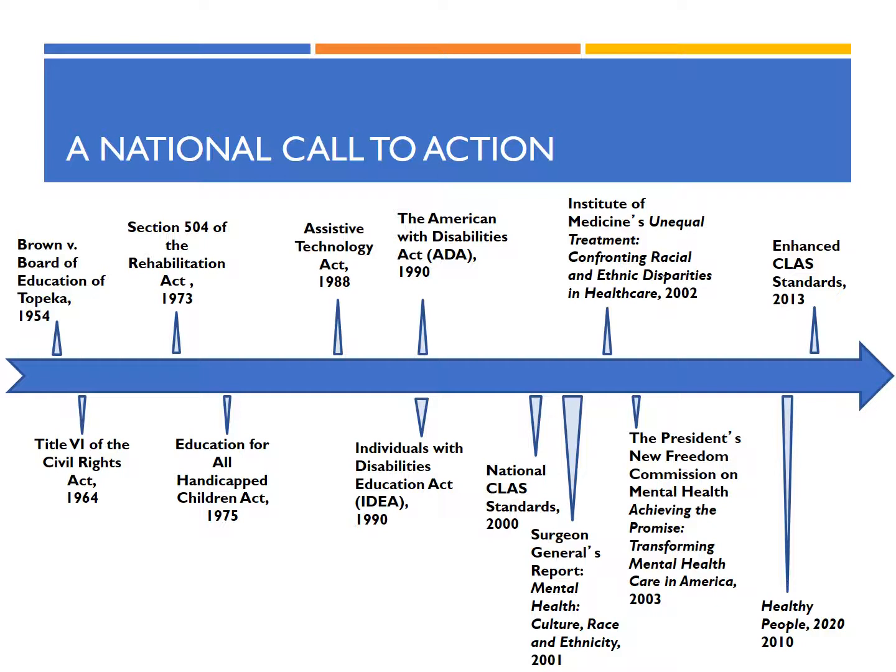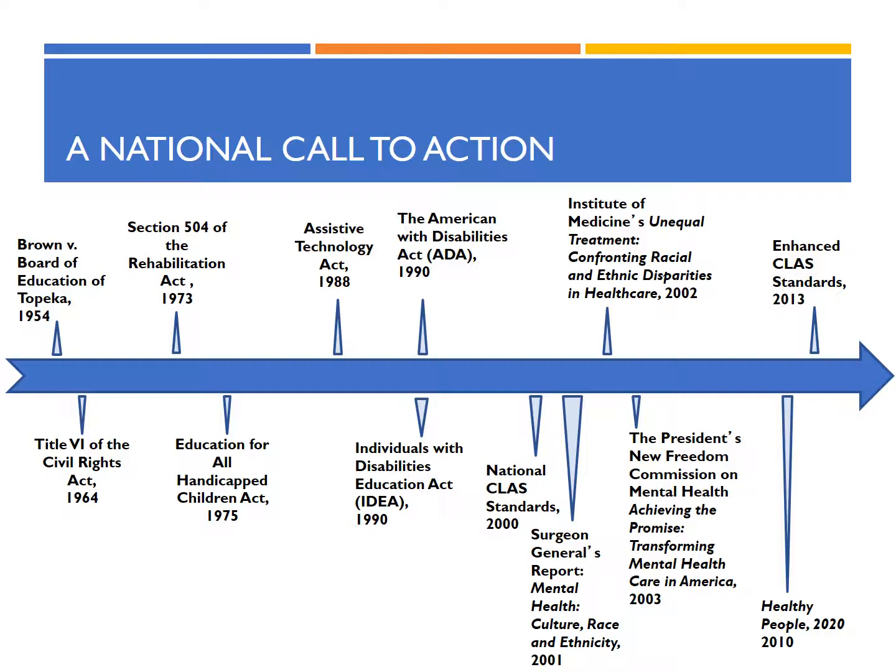When you look at this timeline, the national CLAS standards are placed in a particular context. They can be seen as an outgrowth of the historic passage of Title VI of the Civil Rights Act, which prohibits discrimination on the basis of race, color, and national origin on the part of programs and activities that receive federal financial assistance.